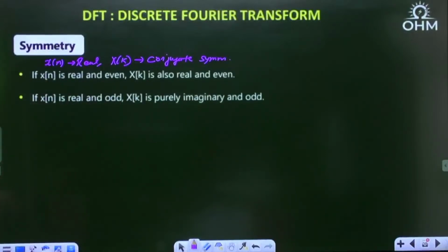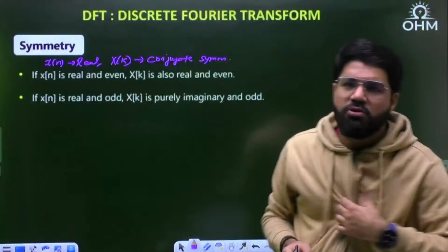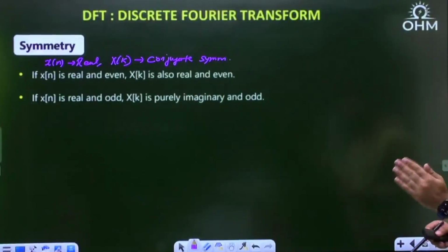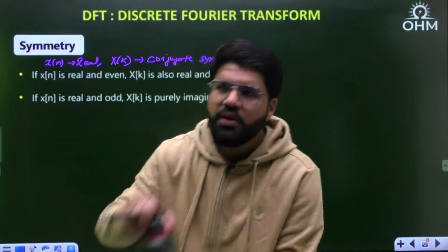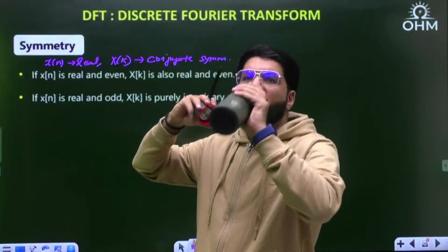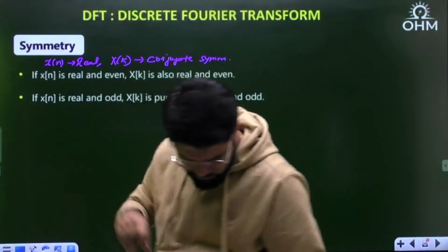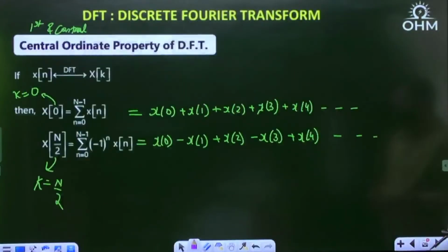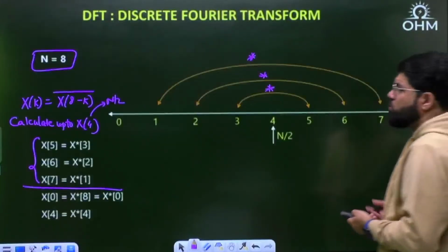Clear everybody? These properties are applicable in the regular Fourier transform also. So if a signal is real and even, the Fourier transform is also real and even. If a signal is real and odd, the Fourier transform is pure imaginary and odd. So these, the central ordinate and the first ordinate, are some important properties, and then we'll go through some more properties.